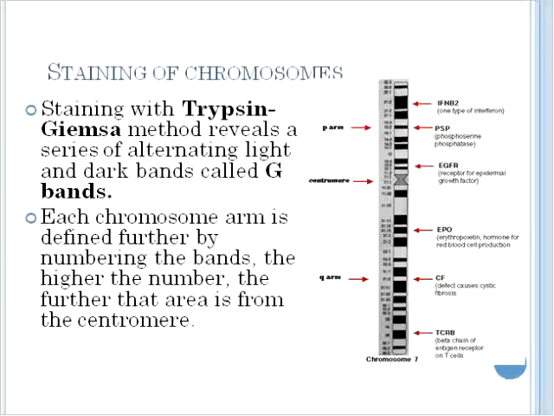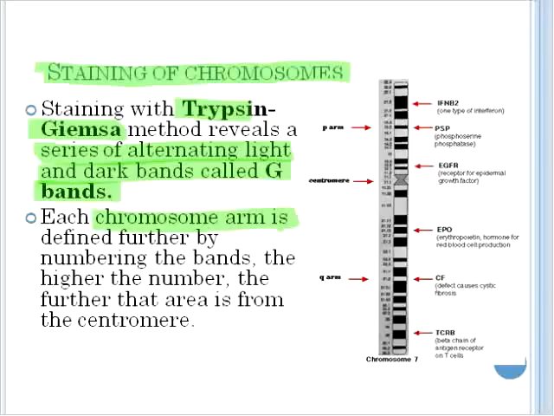I mentioned before about the banding pattern in chromosomes. This is done because the chromosomes are stained. They are stained with trypsin Giemsa, and this staining method reveals a series of alternating light and dark bands that are termed G bands. Each chromosome arm is defined further by numbering the bands. The higher the number, the further that area is away from the centromere. Again, this allows you to group and place the chromosomes together as they should be.